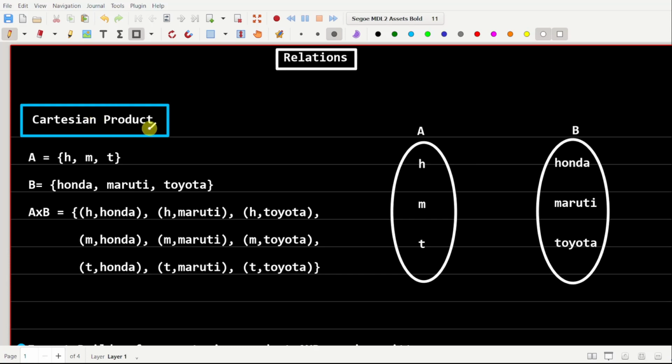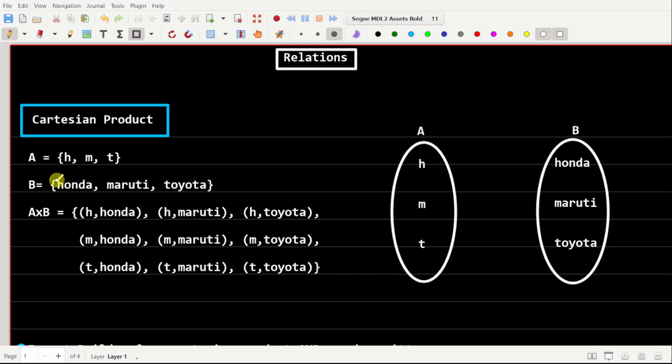We should know what is a Cartesian product of two sets. So let us say we have got a set A which has got three elements which are H, M, T, and in set B we have got elements as Honda, Maruti and Toyota. So the Cartesian product of A and B is the pair of all objects from A to B.